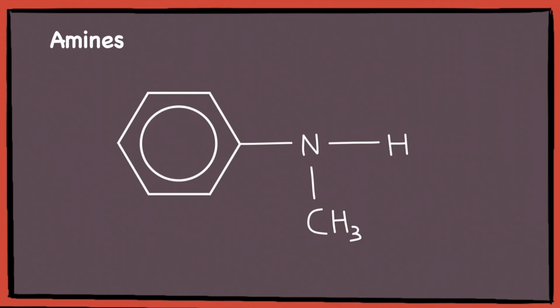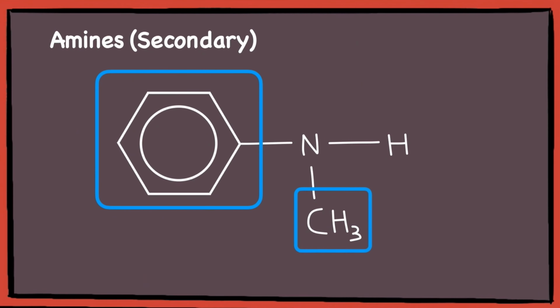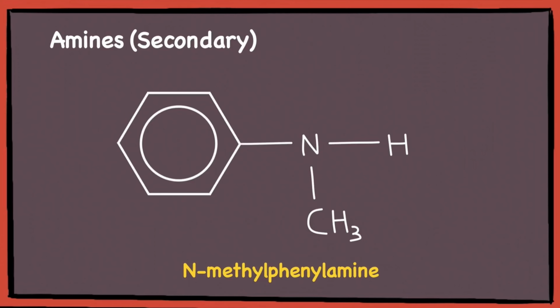Next, there are 2 groups which are directly attached to the nitrogen atom of this organic compound, making it a secondary amine. The 2 groups attached are the benzene ring and the methyl group. Since the benzene ring is directly attached to the nitrogen atom, this makes the molecule a phenylamine. And since it is a secondary amine with the methyl group attached to the nitrogen atom, its prefix is called N-methyl.